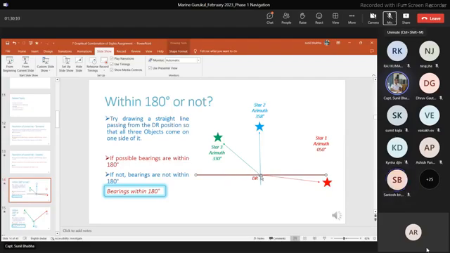Can we draw a line from the DR so that all three stars come on one side of it? Can we draw it? Yes, sir, we can draw it. We can still draw it. So you can see, let me draw. You can draw a line like this, beta. You see, we are able to draw this line and all the three stars are on one side of it. So it is still within 180 degrees, right?